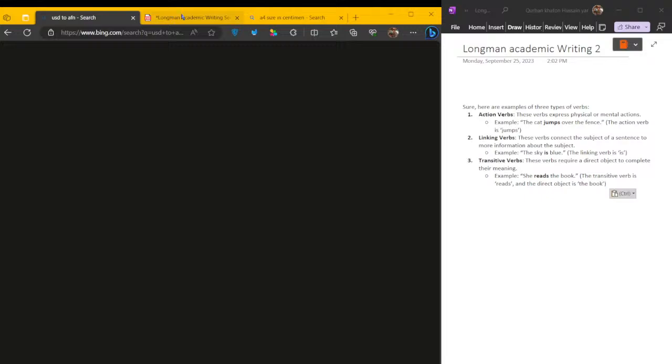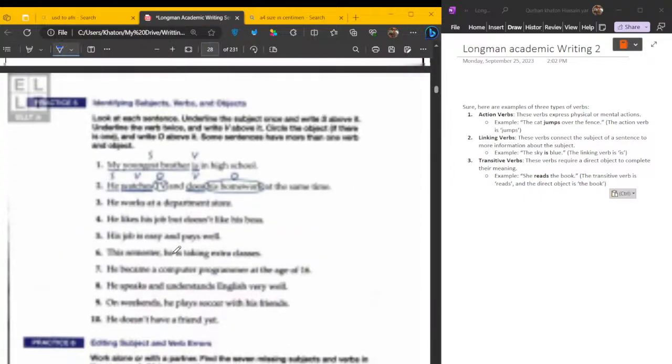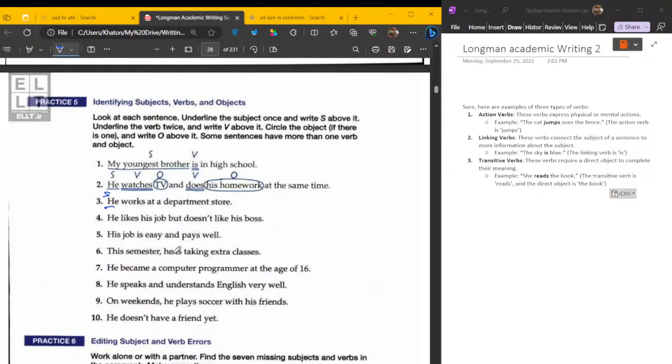Alright, so we got to know this as well. Let's now find out which one contains an object. He works is the subject and the verb, at a department store. So I'm saying this is an object. So this is the object.